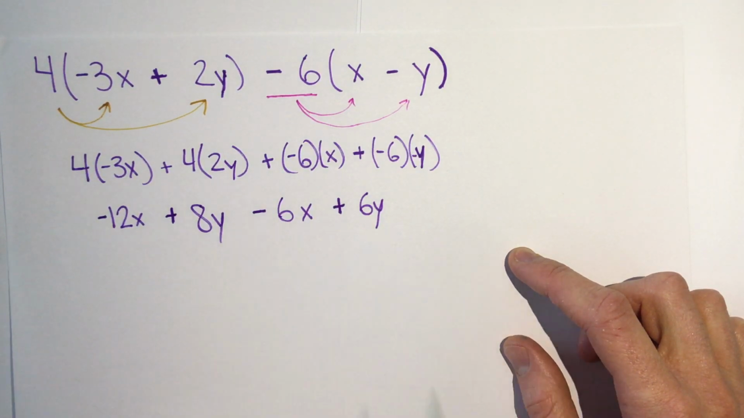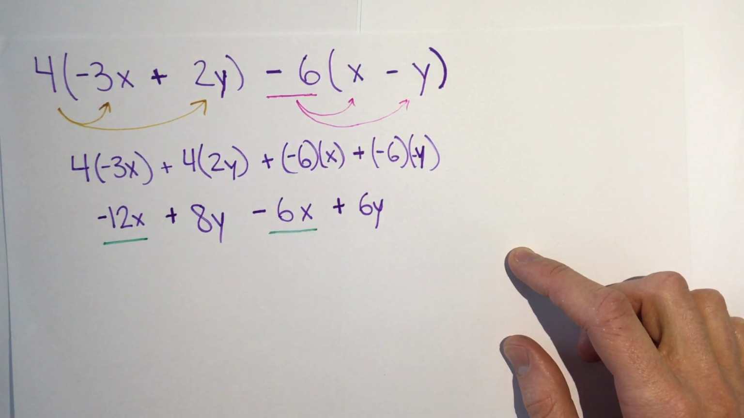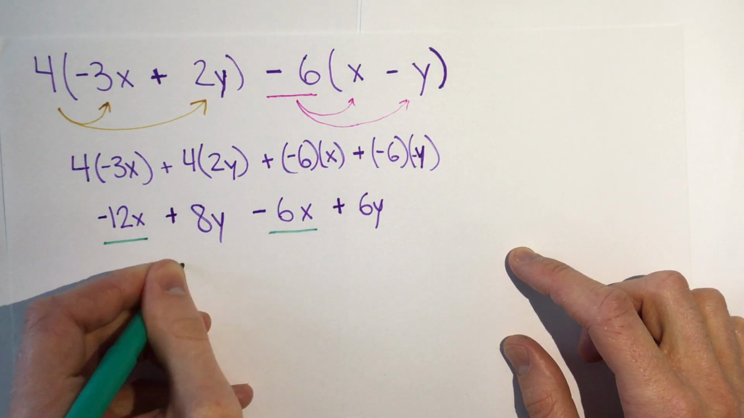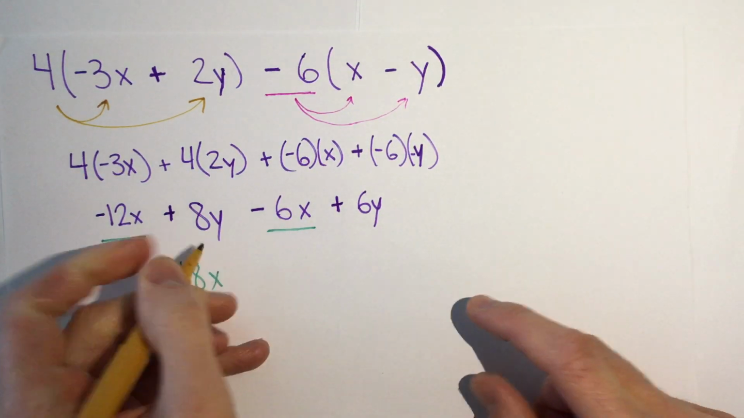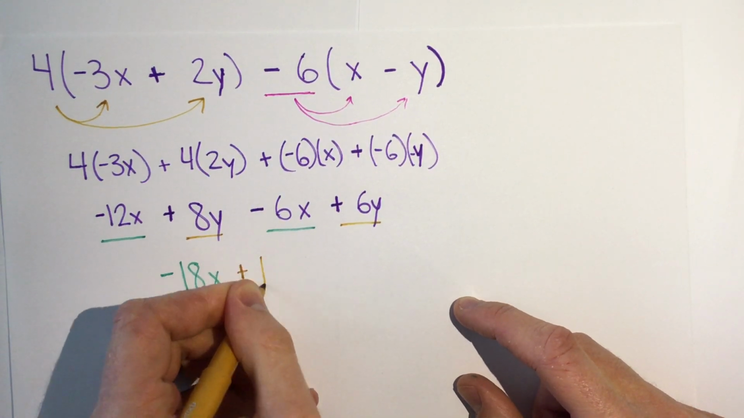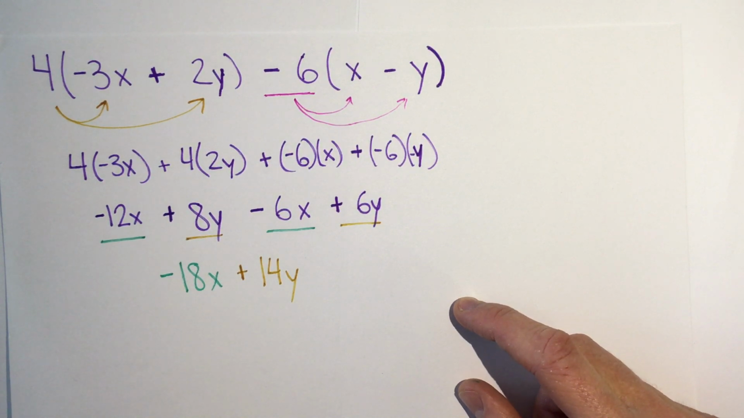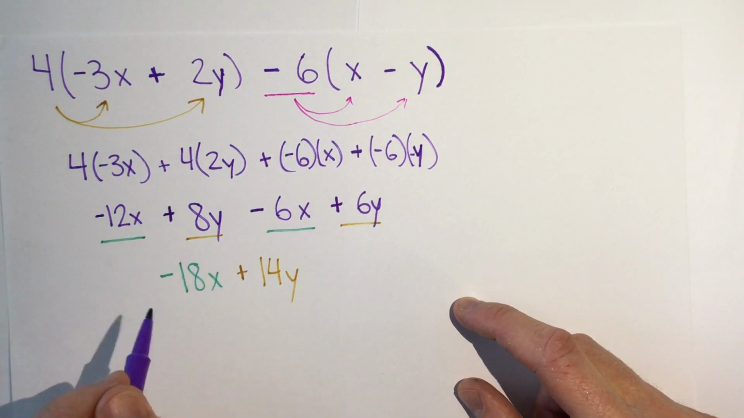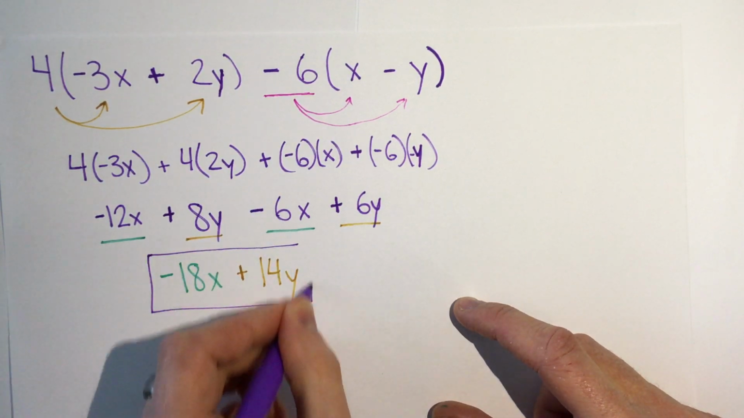Now we have no parentheses, so combine our like terms. Negative 12x minus 6x is negative 18x. 8y plus 6y makes 14, so we have 14y. From here, with no parentheses, and x and y not being like terms, this is our final answer.